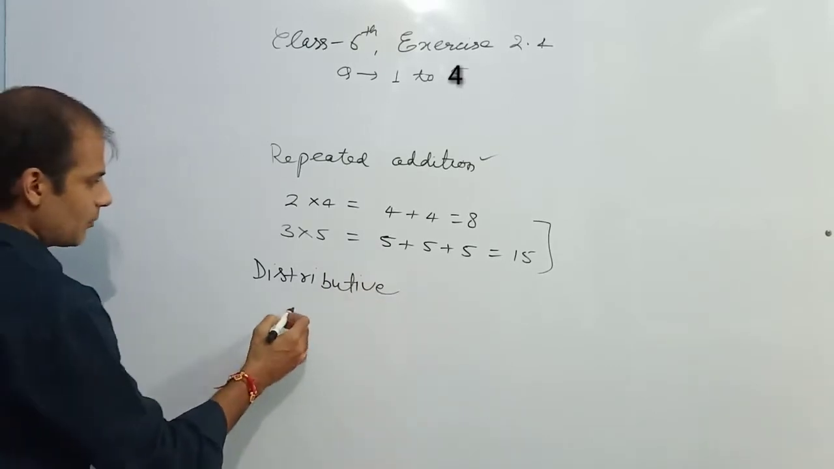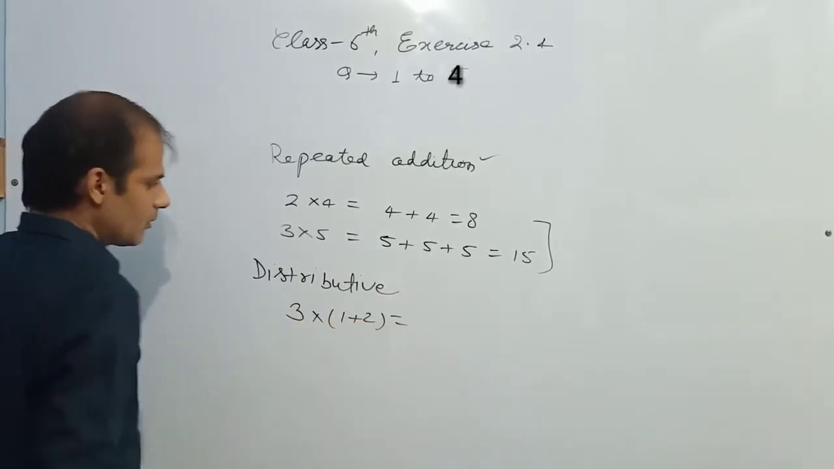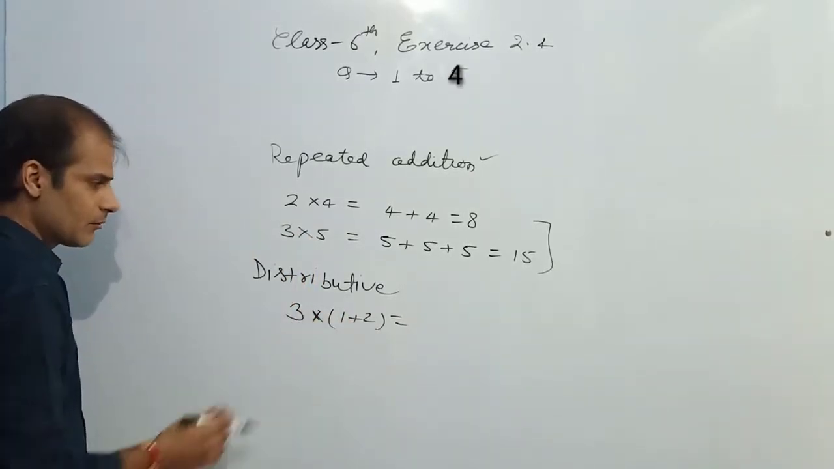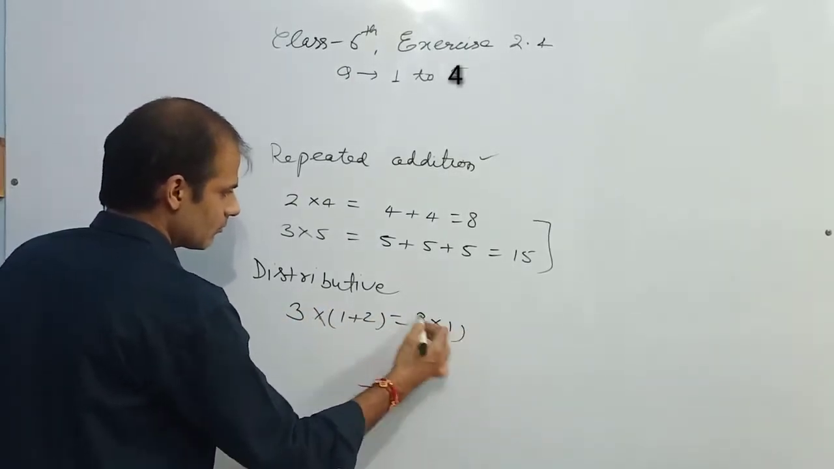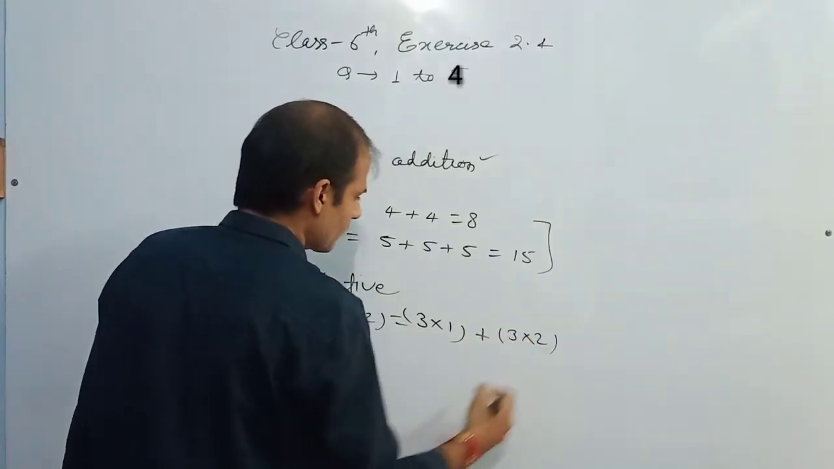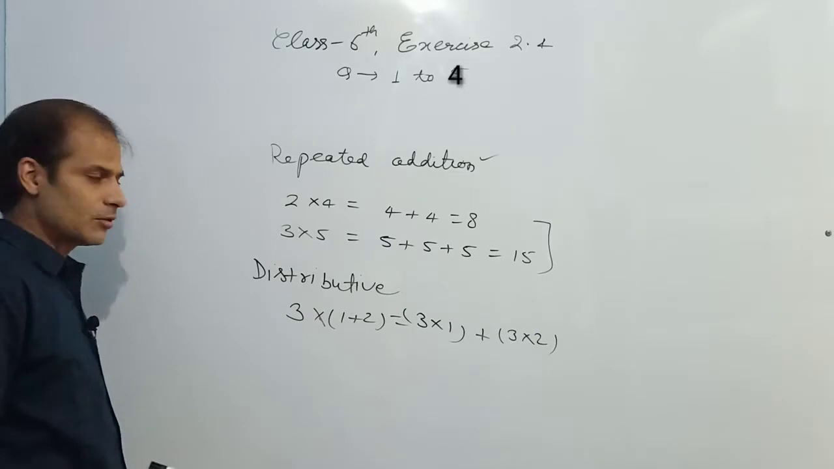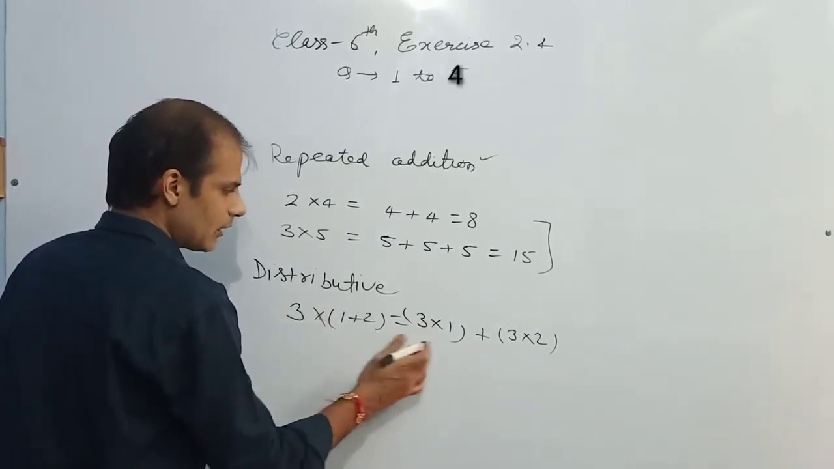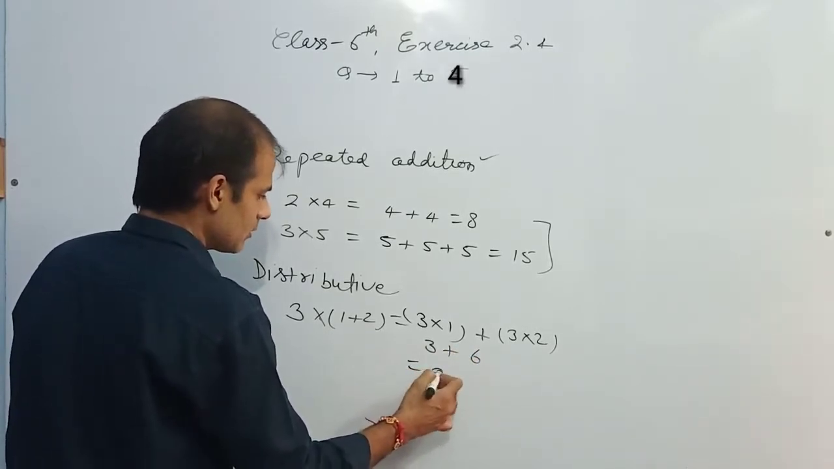Distributive. Suppose we have to multiply 3 into 1 plus 2. Then this multiplication is distributed over addition. 3 is multiplied by 1 and 3 is multiplied by 2 also. You can see that this multiplication appears 2 times. So it is distributed over addition. It is 3 plus 6, that is 9.